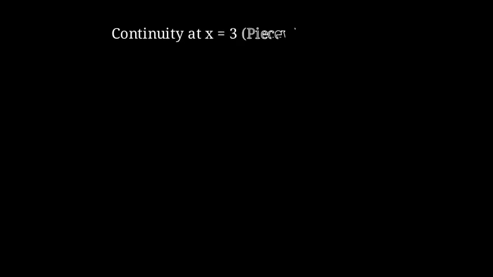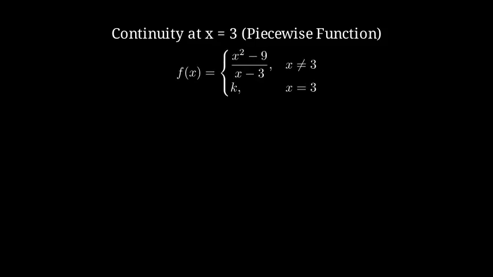In this video, we will solve for the value of k that makes the function continuous at x equals 3. Here is the piecewise function we are given. To be continuous at x equals 3, the limit as x approaches 3 of f of x must equal the function value at 3. In other words, the limit must equal k. Now, let's compute that limit step by step.